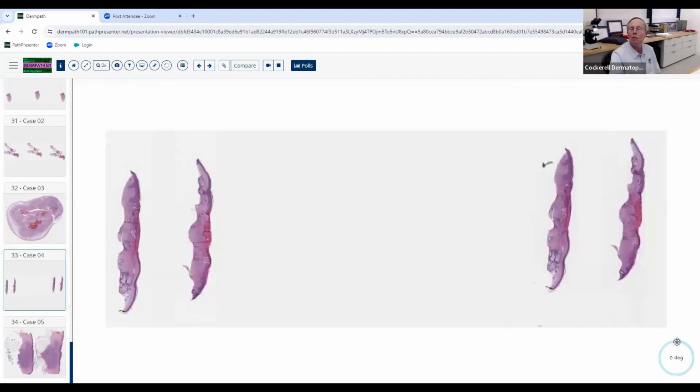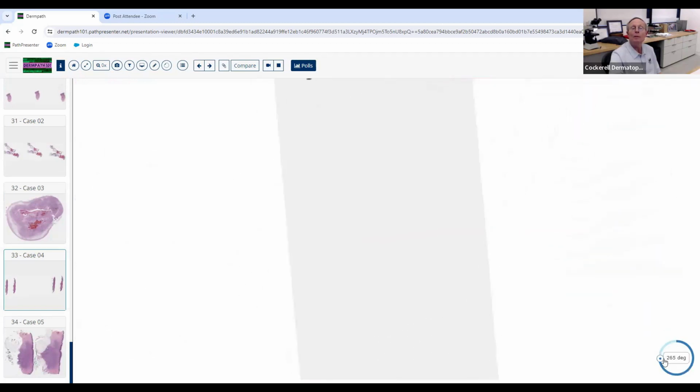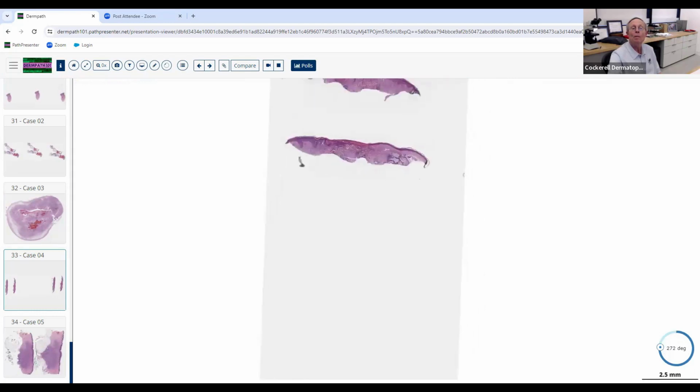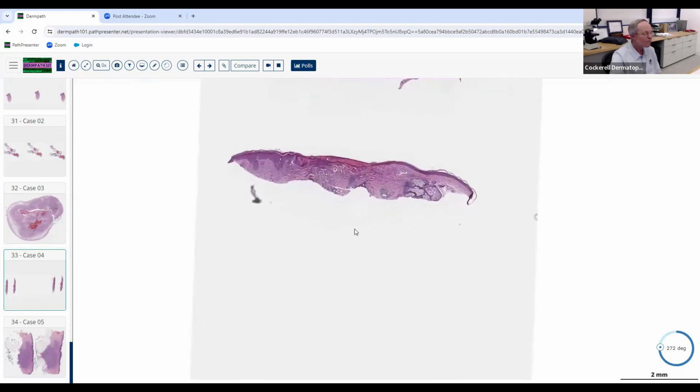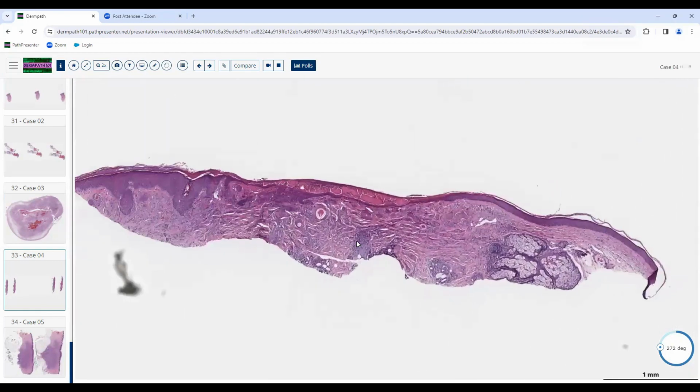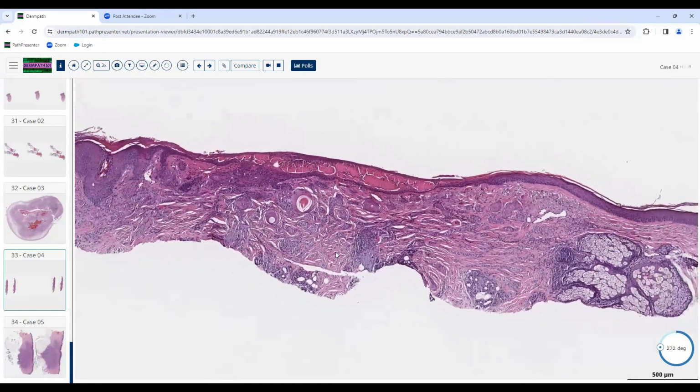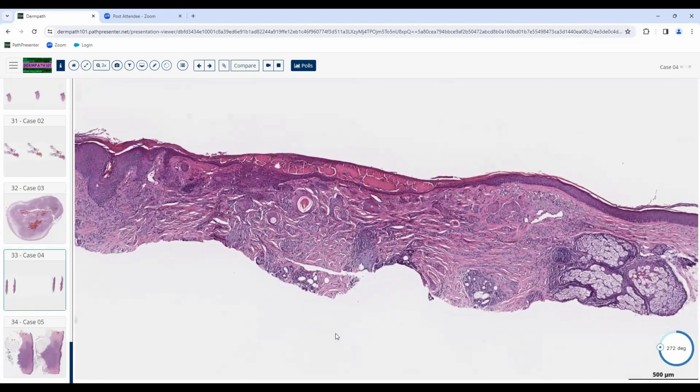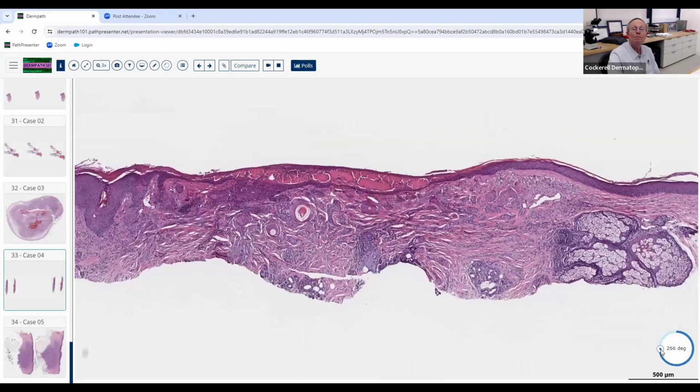Okay, a little harder. Time for maybe a couple. We have two more here. Okay, so we have a shave biopsy. And it looks neoplastic. Good.